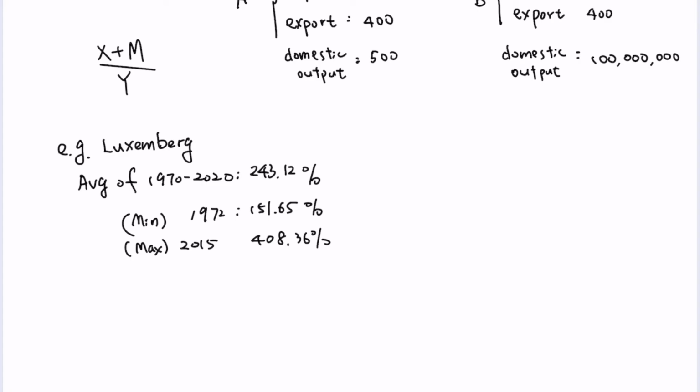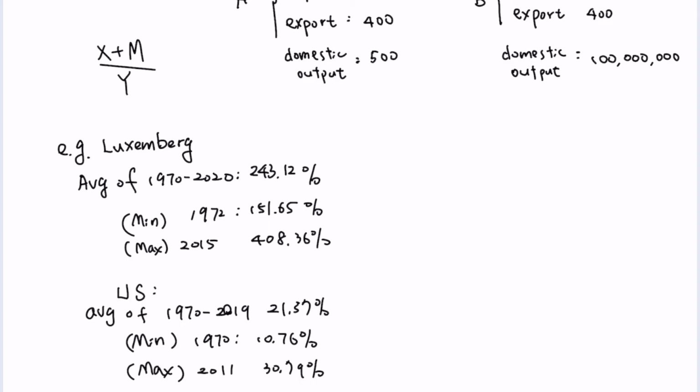For example, Luxembourg. Its average openness from 1970 to 2020 is more than 200%. The minimum, which happened in 1972, is about 151%, which is 1.5 times the size of its output. The maximum happened in 2015, which is more than 4 times its domestic output. So we have to admit that Luxembourg is involved in quite a lot of international economic activities.